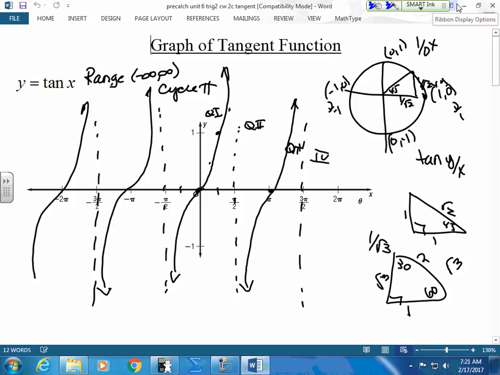This will repeat itself every pi. See pi in here? Every pi. So our cycle is pi. Different than your regular curves. Yes. Because when we did our curves like this, we had to go through 4 quadrants to make a complete cycle, right? Before we could start again, right?